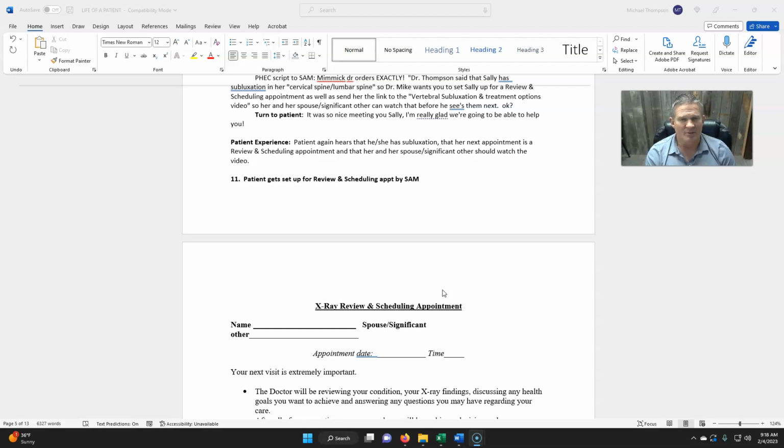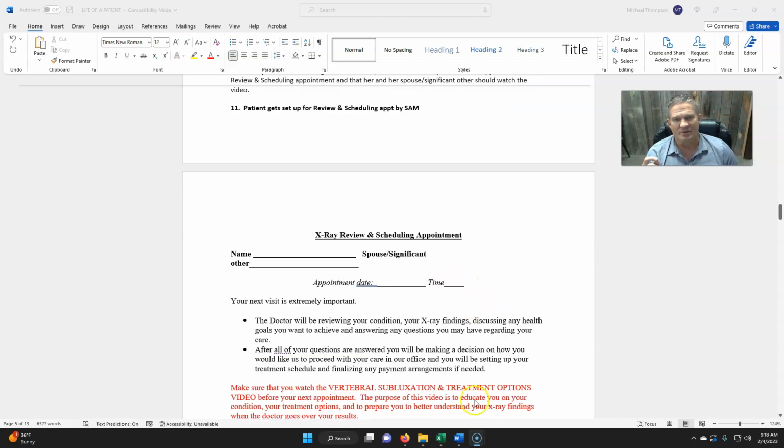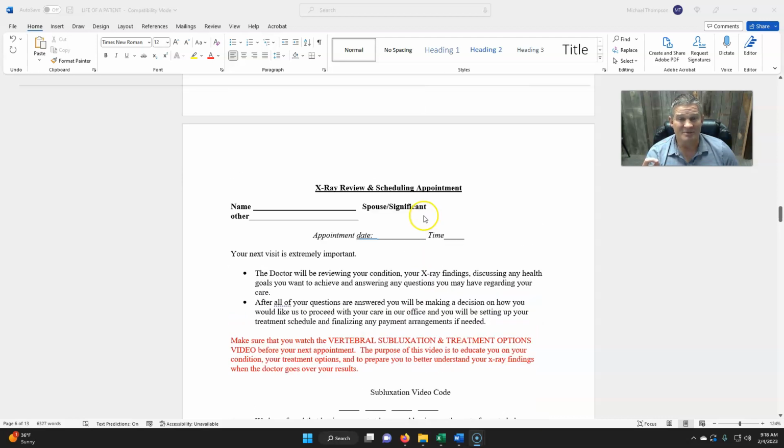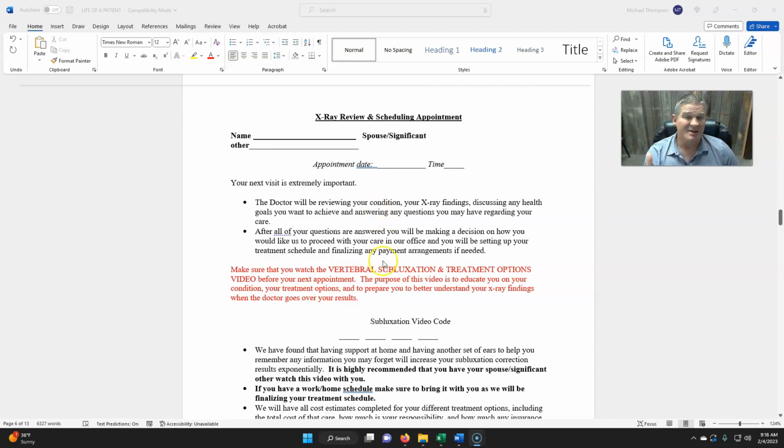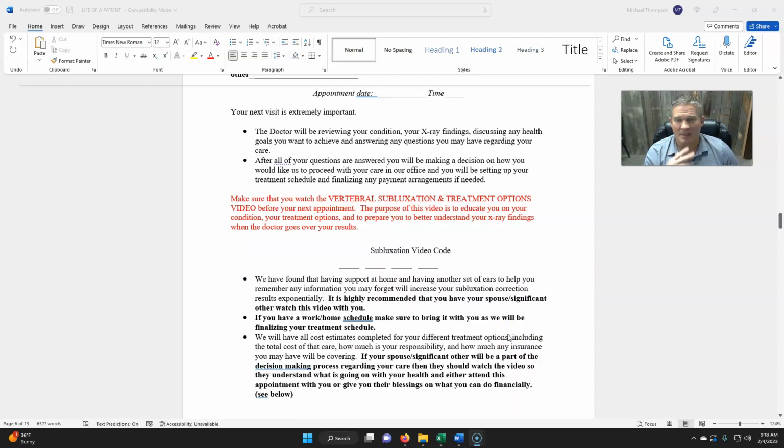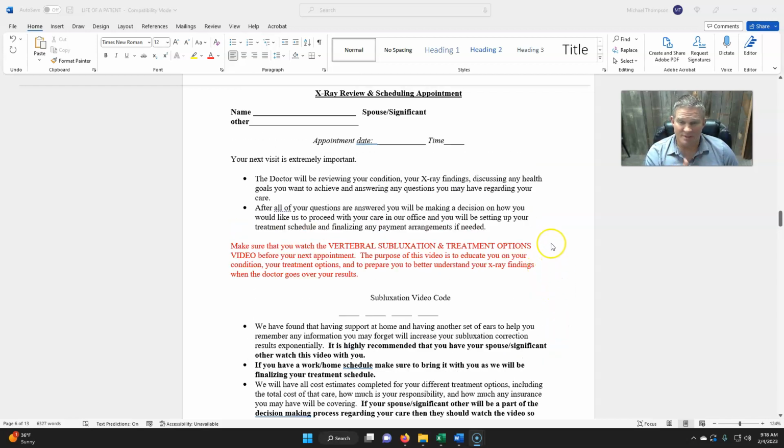Okay, so this used to be a really lengthy script, but what we did is we incorporated this review and scheduling sheet or paperwork. So basically the majority of the script is just going through this and reading this to the patient. Okay, so it's really simple. You can stand up and go to them, so you can highlight these different areas as you're going through it, but you're basically going to read this to the patient.